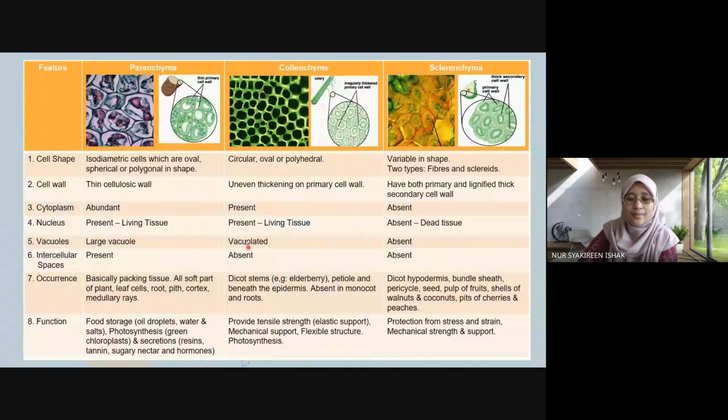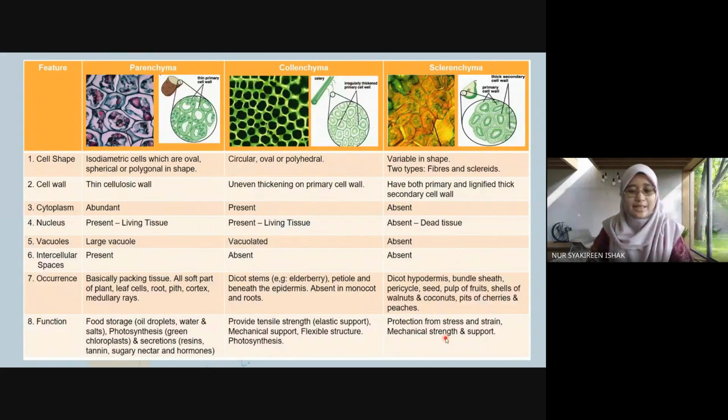Okay. And then collenchyma provides tensile strength, elastic support, mechanical support, flexible structure. It can also carry out photosynthesis. So sclerenchyma, protection from stress and strain, mechanical strength and support. So the hard parts, okay, mechanical strength. Okay, so that's the end of chapter 2.